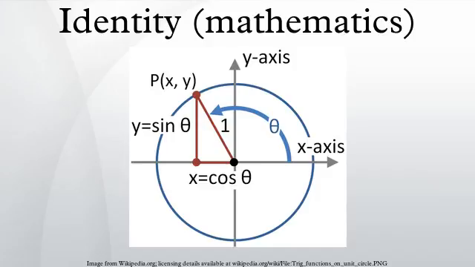For example, (a+b)² equals a² plus 2ab plus b², and cos²x plus sin²x equals 1 are identities. Identities are sometimes indicated by the triple bar symbol ≡ instead of the equals sign.